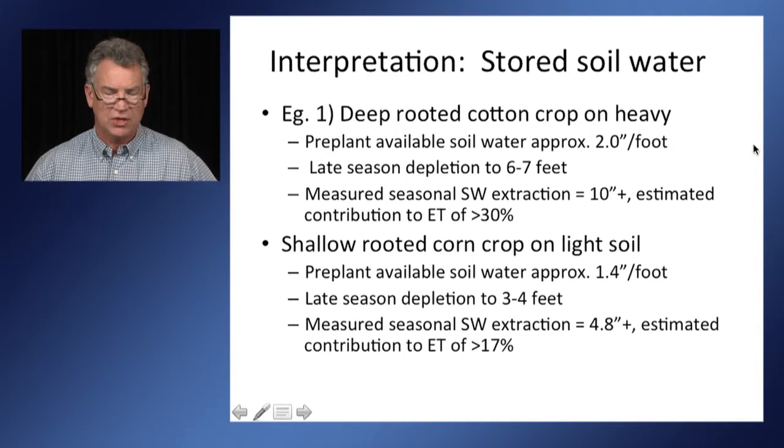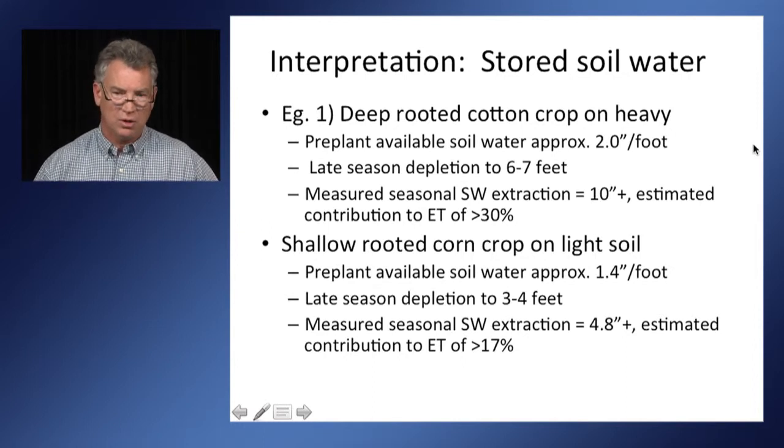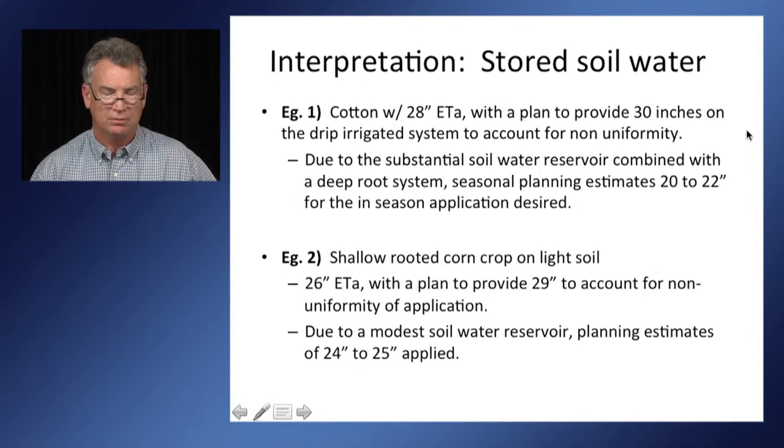On the second example, take for instance the more shallow-rooted corn crop on a lighter soil. And let's say that soil water content is more like 1.4 inches per foot. If we look at a 4-foot section for depletion, we still can see that there's a difference of approximately 5 inches from the beginning of the season to the end of the season, translating to about 17% of the crop water use. In neither of these situations is the water stored by the soil insignificant.